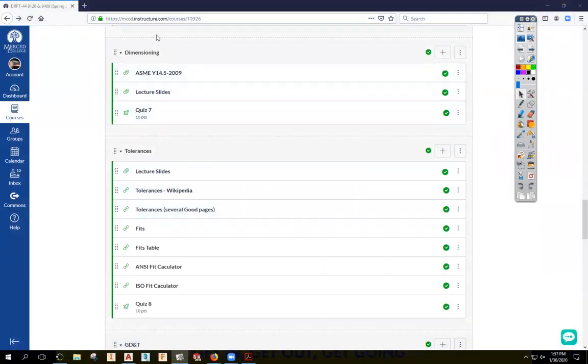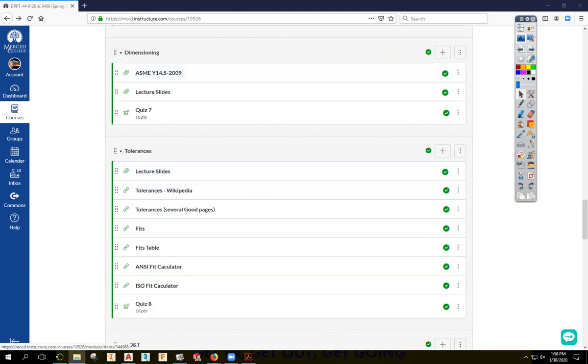So right here on Canvas, there's this. What does ASME stand for? American Society of Mechanical Engineers. So it's an ASME standard. The standard is Y14.5, and the year that was adopted was 2009. This is the standard that covers dimensioning and tolerancing.